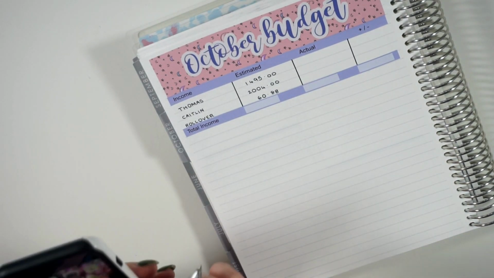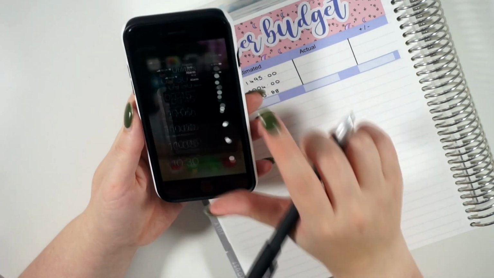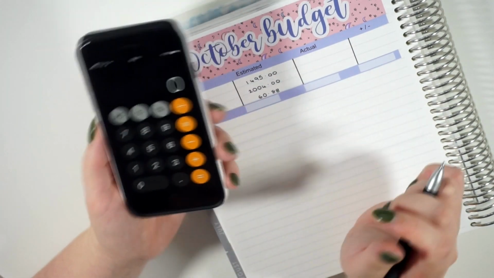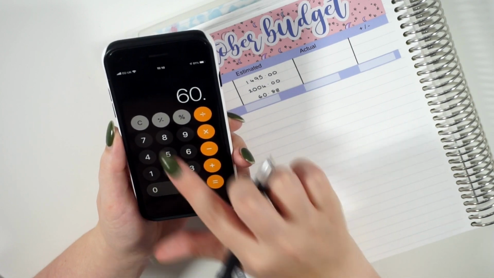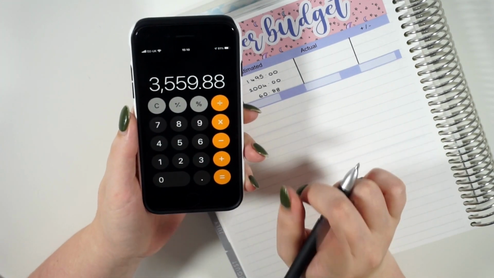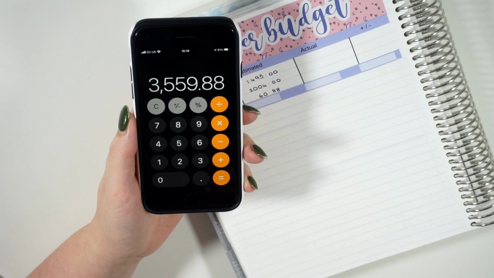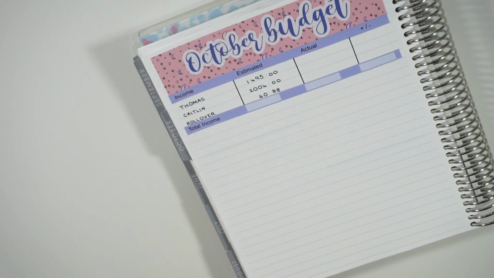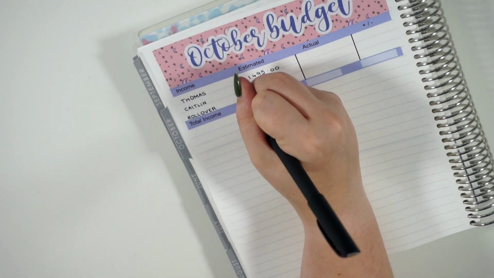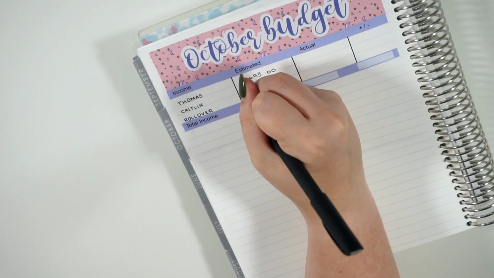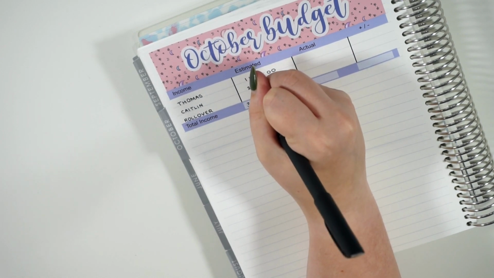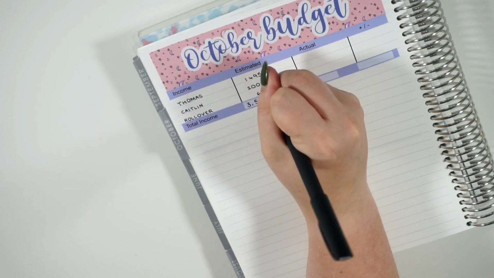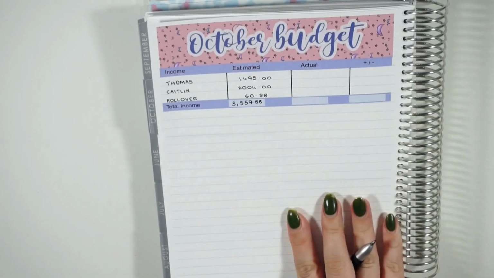So if we take our calculator and we add them up, we are left with £3,559 and 88 pence, which is quite a good amount. I am expecting us to roll things over, or we may go over categories because we know we'll have extra money. But that is our income.